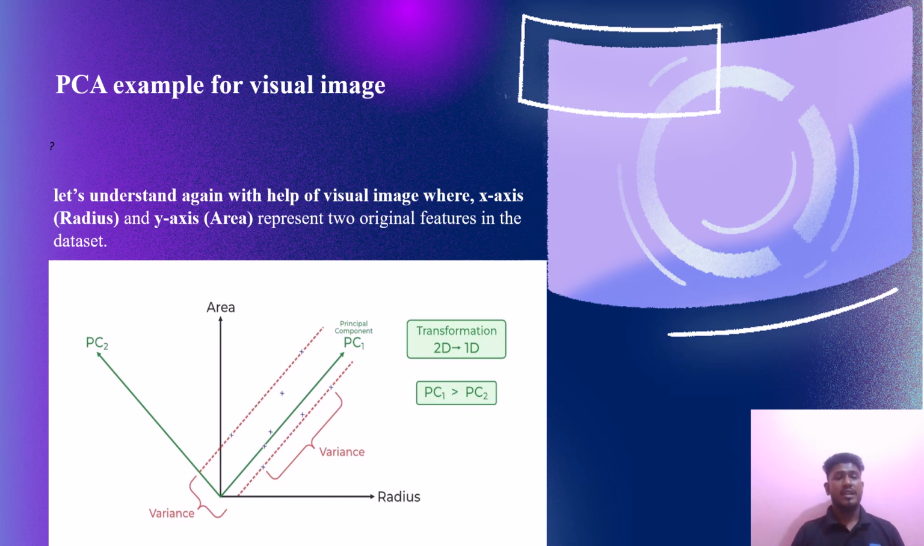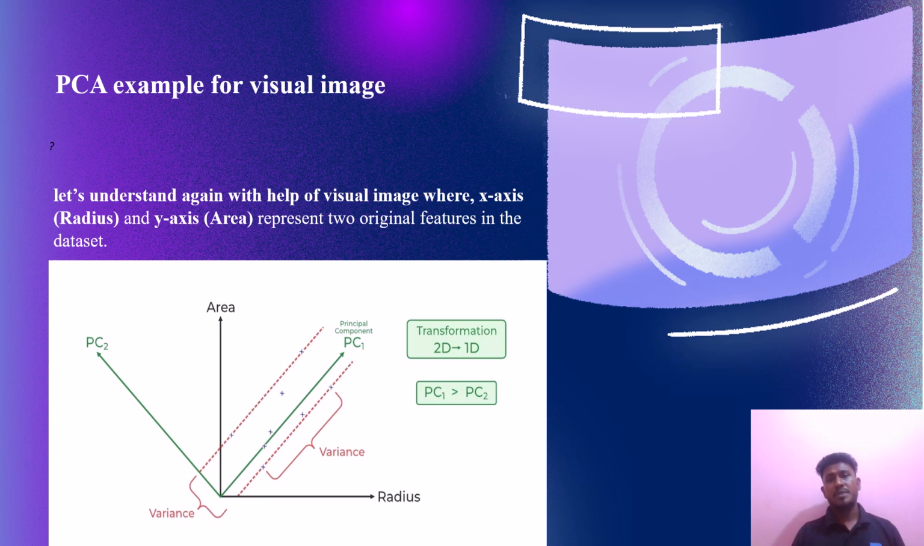Well, now let us understand again with the help of a visual image, where the x-axis represents radius and the y-axis represents area, two original features in the dataset. Here PCA1 is represented and here PCA2 is represented. PCA1 has the maximum variance and PCA2 has the remaining variance, which is perpendicular to PCA1.